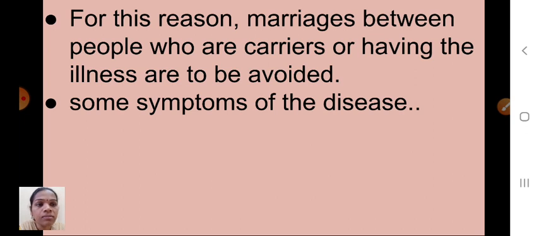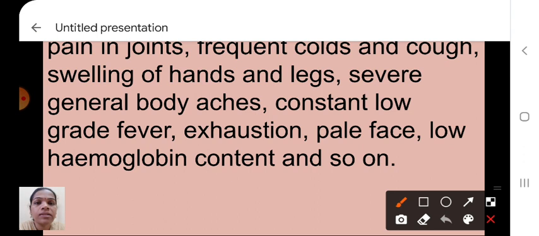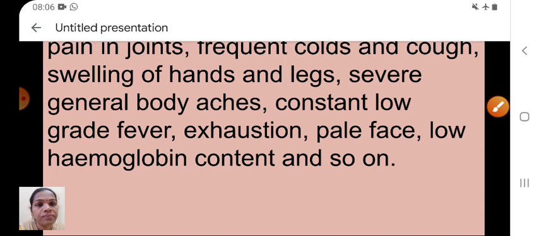So some symptoms I have given here. The symptoms of sickle cell anemia: pain in joints, frequent cold and cough, swelling of hands and legs, severe general body aches, constant low grade fever. Next one is exhaustion, pale face, low hemoglobin content, and so on. So these are the symptoms of sickle cell anemia. Shall we go to the next one now?